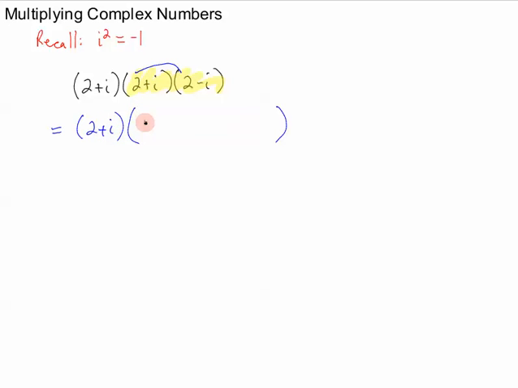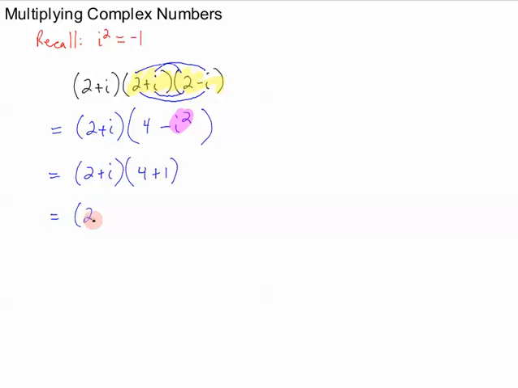So 2 times 2 is 4. i times -i is -i squared. Then we have a 2i and a -2i, which cancel. That's why they multiply so nicely, because that middle term cancels out, and you just end up with 4 minus i squared. But you need to remember that i squared is -1, so you can rewrite this as 2 plus i times 4 minus -1, which becomes 4 plus 1.